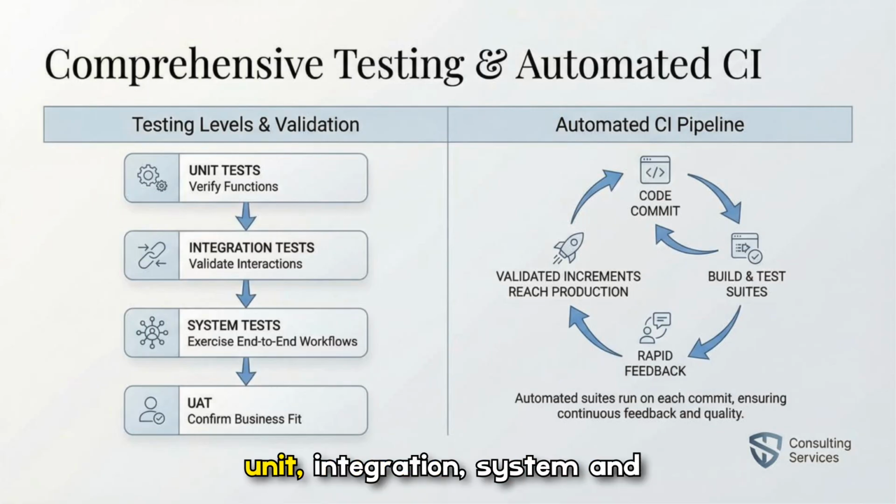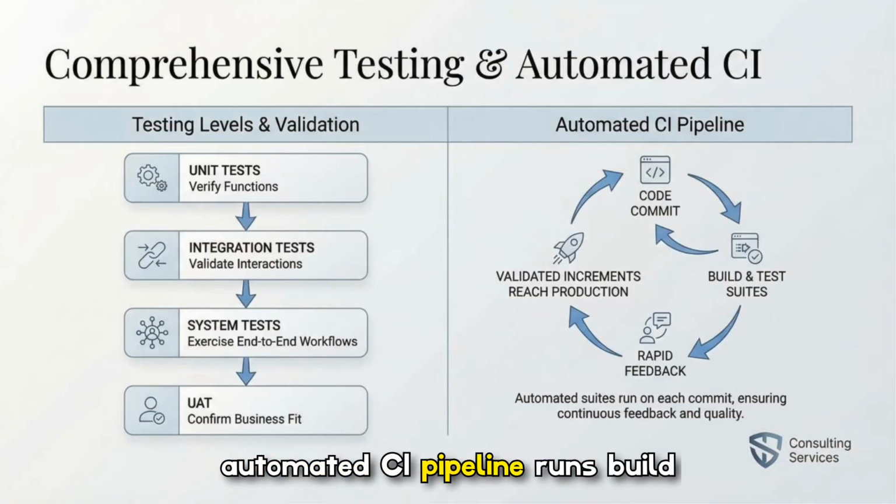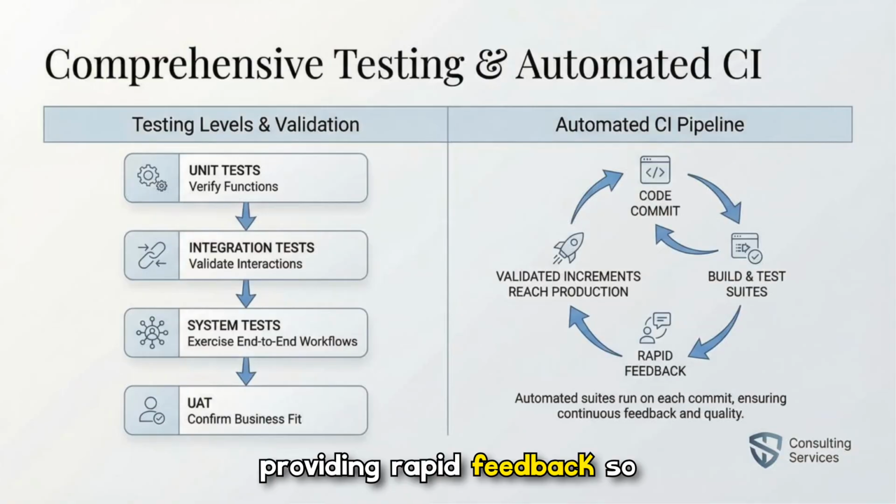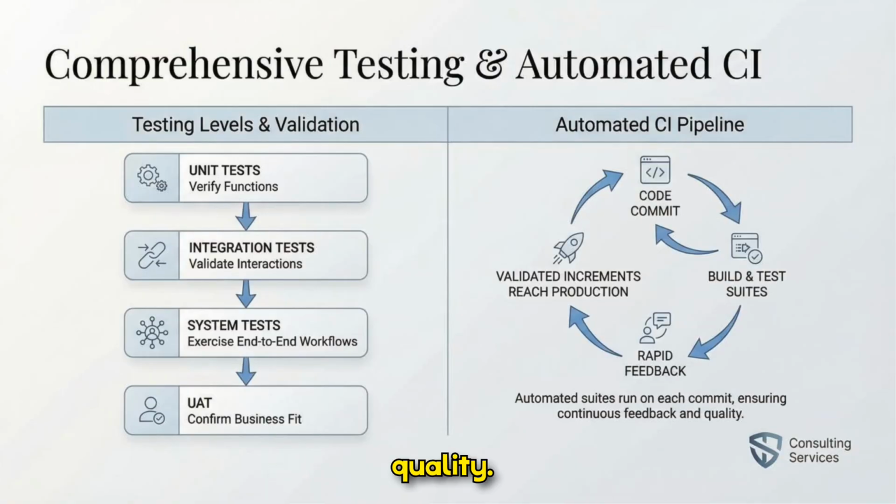Comprehensive testing covers unit, integration, system, and UAT levels to verify functions, interactions, and end-to-end workflows, confirming business fit. In parallel to testing, an automated CI pipeline runs build and test suites on each commit, providing rapid feedback so validated increments can safely progress toward production with confidence and consistent quality.